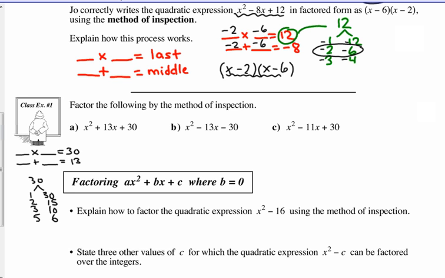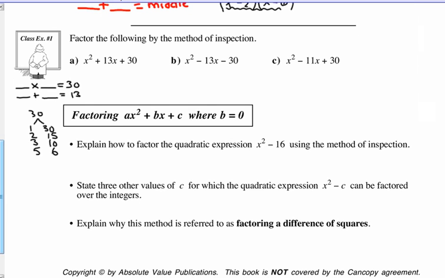Okay, so we're multiplying to a positive. What are the two ways we can multiply to a positive? Either two positives or two negatives. In this case, we're going to add to a positive, so which situation do we have? It has to be two positives. Which one adds to 13? 3 and 10. Our numbers are 3 and 10. So how would we write this now? x plus 3 times x plus 10.